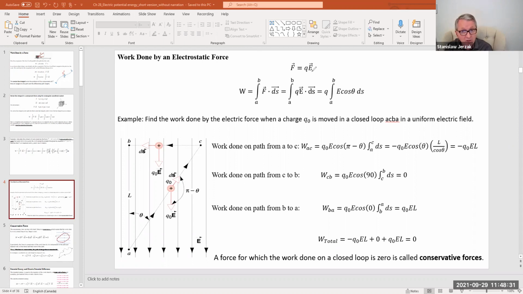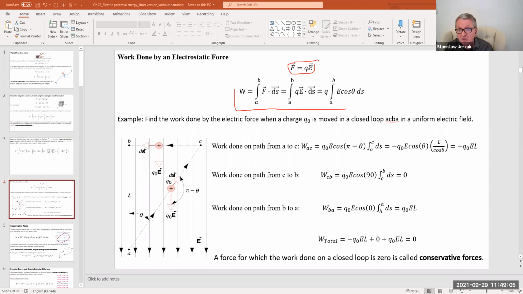Once you know how the electric field changes in space, then the force you can always write as Q times E. So if the charge Q is moving in the electric field, then of course the charge will move because there is a force acting on it. Q times E would be the force. And then the work done by the electric force we calculate as the integral of F dot ds. And this is the general expression.